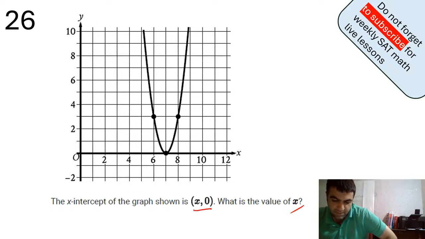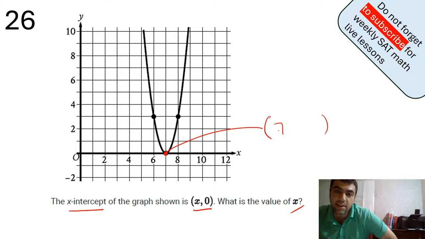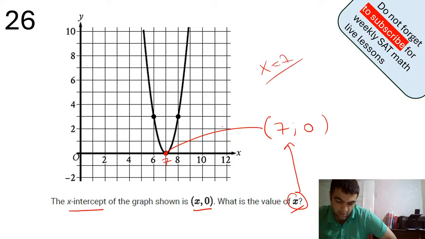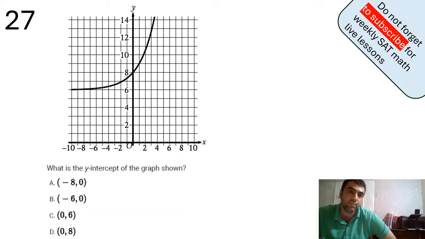Mr. Saif says 7. X-intercept means the point at which the graph intersects with the x-axis, right? This point is (7, 0), right? And what's the value of x? The value of x is 7. You were right, Saif and Shahin. What is the y-intercept of the graph shown?